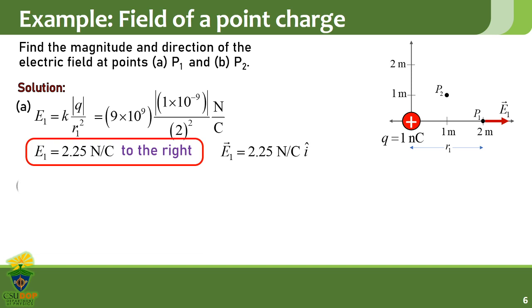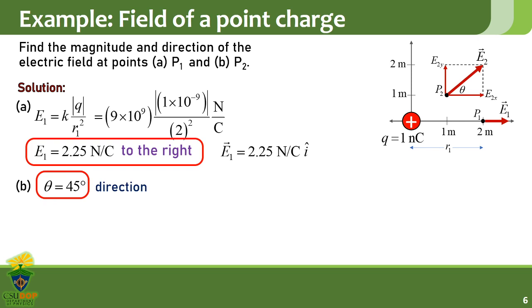For the second problem, the electric field at P2, which is E2, is pointing in quadrant 1. This means that it will have both positive x and y components. By looking at the geometry and the location of P2, the direction of the field vector is 45 degrees. Knowing the direction, we are left to solve for the magnitude.